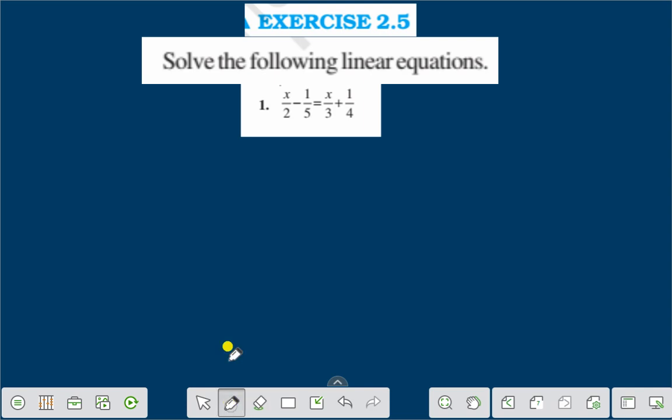Here you see the question number 1 is x by 2 minus 1 by 5 is equal to x by 3 plus 1 by 4.